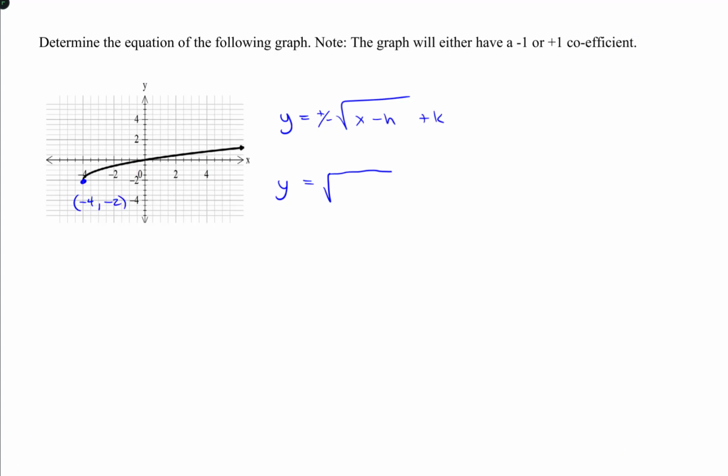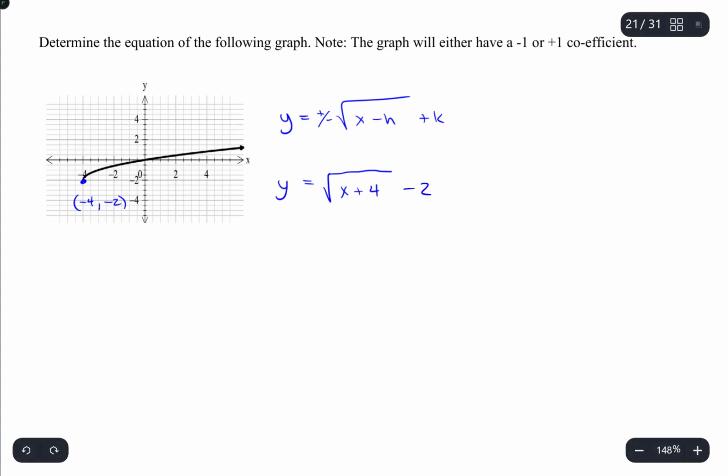So in order to get us to shift over to the left by 4 units, we need to put x plus 4 underneath that square root because the horizontal changes go in the opposite direction of their sign. But we also need a vertical shift of down 2, and so we just put -2 on the outside of that function. And that gives us what we need.